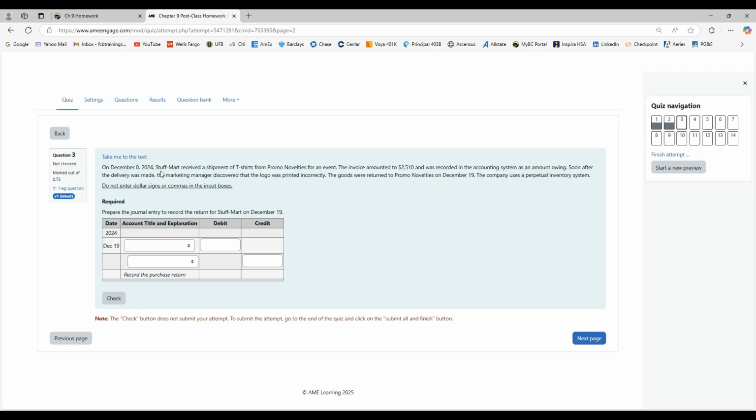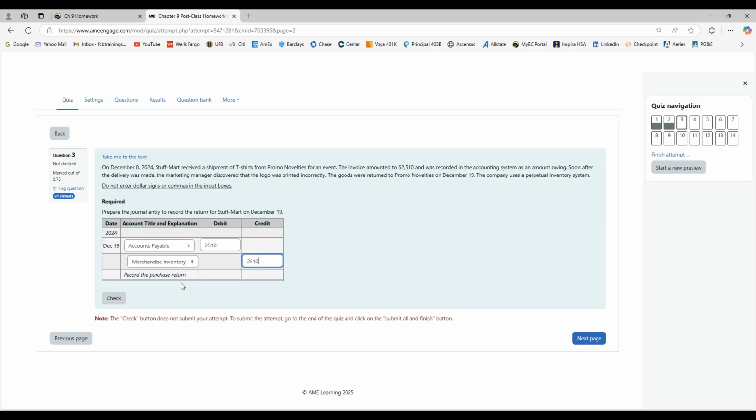Okay, on December 8th, 2024, Stuff Mart received a shipment of t-shirts from Promo Novelties. Okay, so we were going to pay $2,510, and it was recorded in the accounting system. Soon after the delivery was made, the marketing manager saw that the logo was printed incorrectly, and the goods were returned. So I think this is going to be real similar to basically the same thing we just did in the other problem. So we're just returning. Is it the whole amount? Maybe.